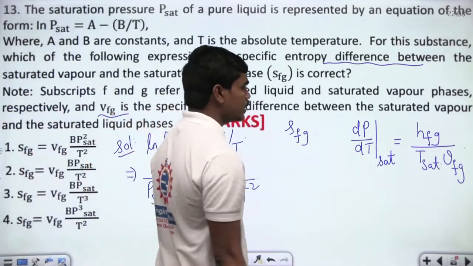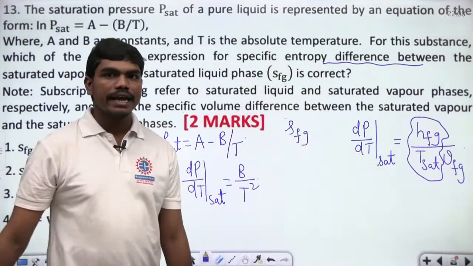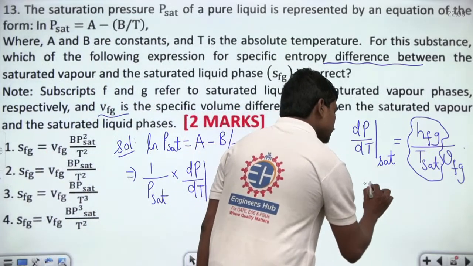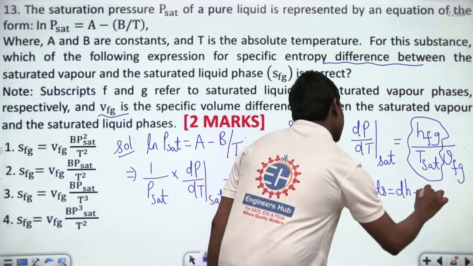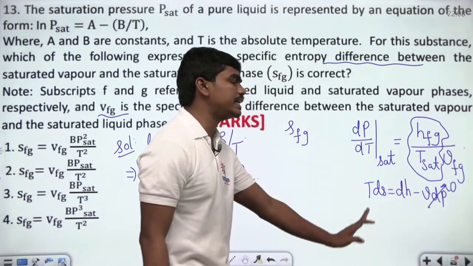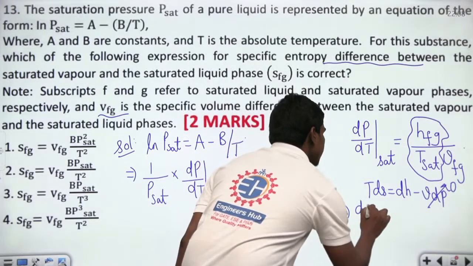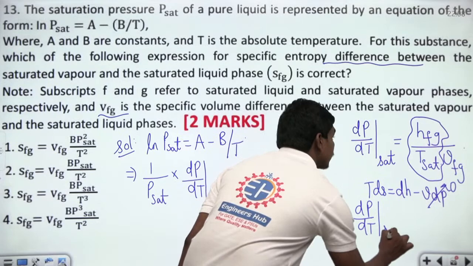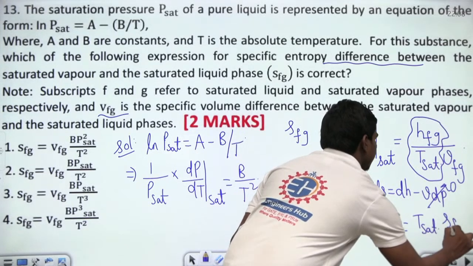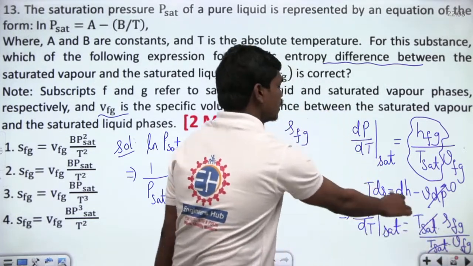They are asking for SFG. Let us see one thing carefully here. What is the ratio of H by T during phase change? HFG is nothing but T sat into SFG, because we know TdS is equal to dH minus VdP. During the phase change process, the pressure remains constant for a pure substance, and dH is nothing but TdS, which means HFG we can write as T saturation into SFG. So dP by dT saturation is equal to T saturation into SFG divided by T saturation into VFG. They get cancelled, and SFG is VFG times this ratio.